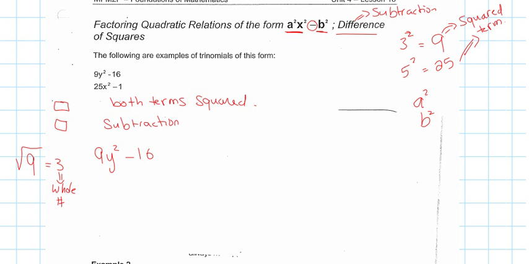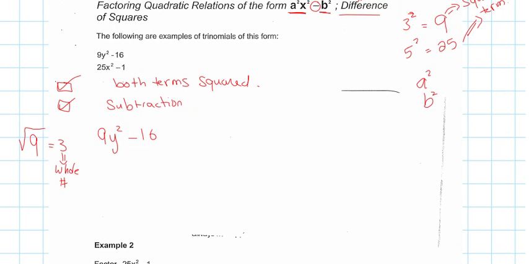Okay? All right. Now, are both terms squared terms? Yes. 9 is a squared term. Y is squared because it has a 2 on top of it. 16 is a squared term. So yes, both terms are squared. Do I have a minus between them? Yes. Subtraction. Yes, I do. So now I can call this difference of squares. The way to factor difference of squares is the following. So these are the steps. Eyes on the board, please.